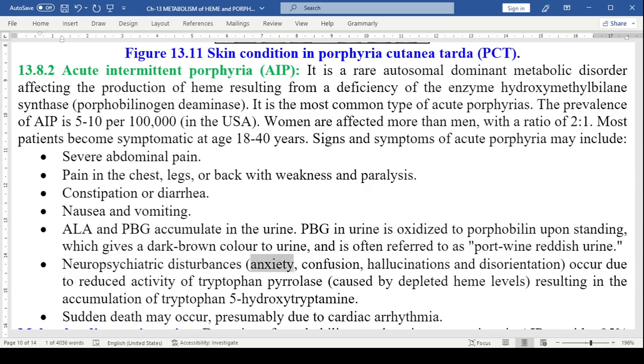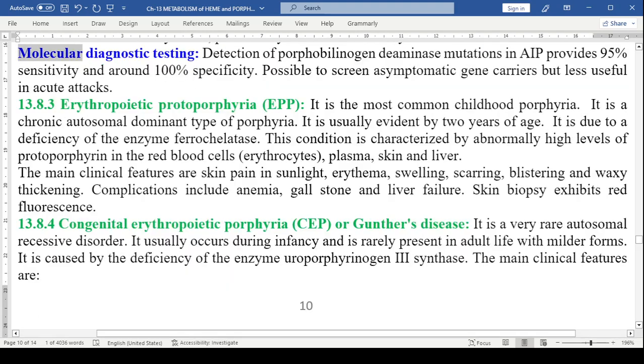Neuropsychiatric disturbances, anxiety, confusion, hallucinations, and disorientation, occur due to reduced activity of tryptophan pyrrolase, caused by depleted heme levels, resulting in the accumulation of tryptophan and 5-hydroxytryptamine. Sudden death may occur, presumably due to cardiac arrhythmia. Molecular diagnostic testing, detection of porphobilinogen deaminase mutations in AIP, provides 95% sensitivity and around 100% specificity. It is possible to screen asymptomatic gene carriers but less useful in acute attacks.